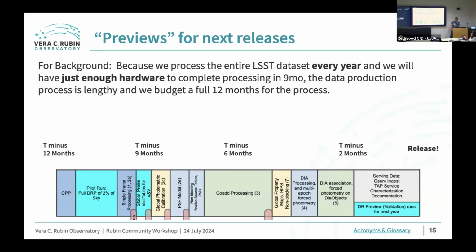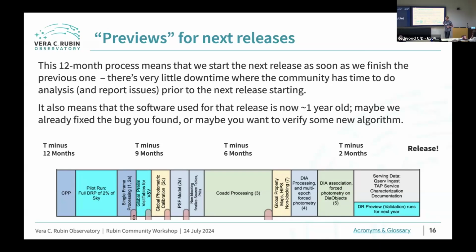We recognize, and we've heard feedback from the community already that really prompted the session, that this means there's very little downtime where the cores are sitting idle and we're waiting for your feedback on how the last production ran. By the time the data release goes out to the community, we're already ramping up to start doing the next year. So you can think of this whole chart as getting repeated again for the next data release, and we're jumping on it very soon after we release each data release.